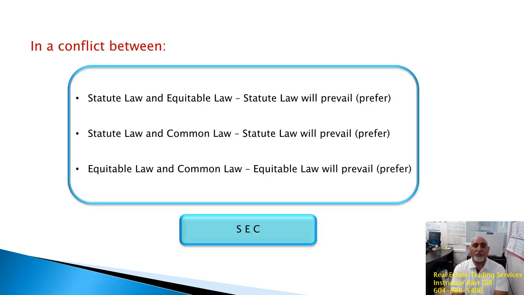So in an exam type of question, in a conflict between statute law and equitable law, well, let's take a look at SEC. When you do the exam, put the word SEC beside you. Statute before equity. So statute will prevail. Statute will be preferred. Statute law and common law: statute will prevail, will be preferred. Equitable and common: equity will be preferred. Next topic is topic number 4, civil courts of British Columbia and Canada.